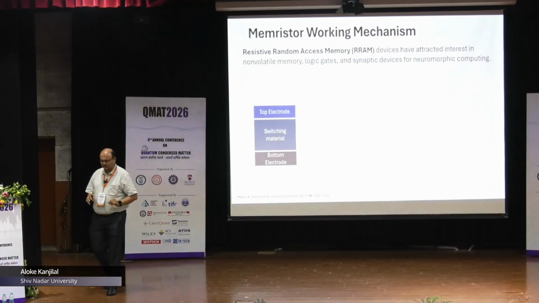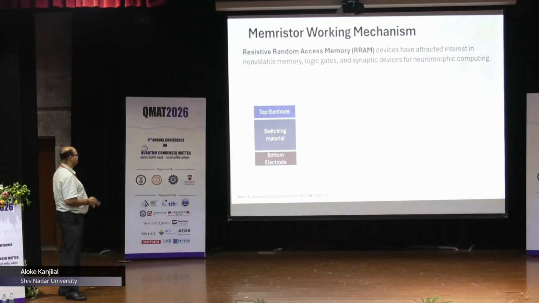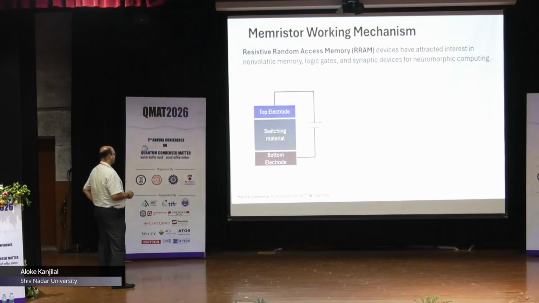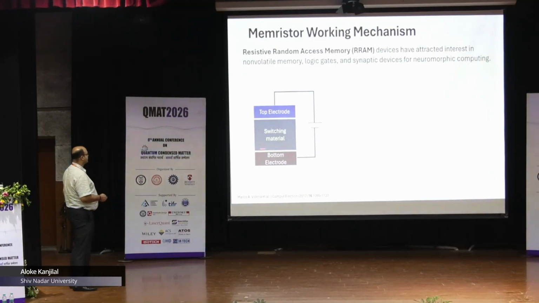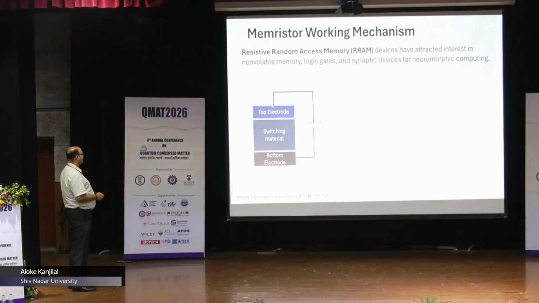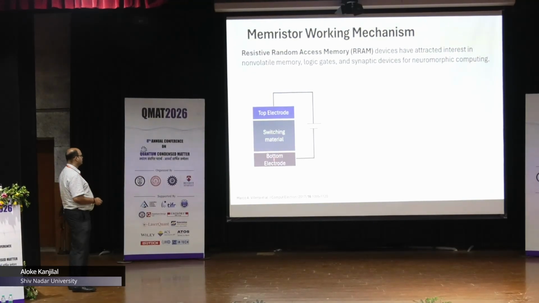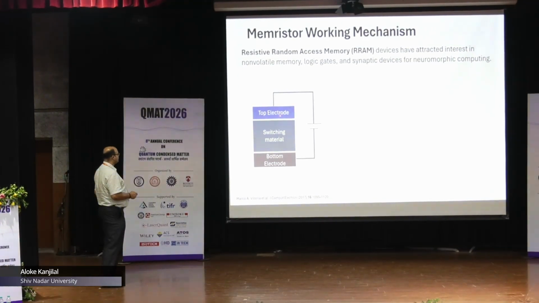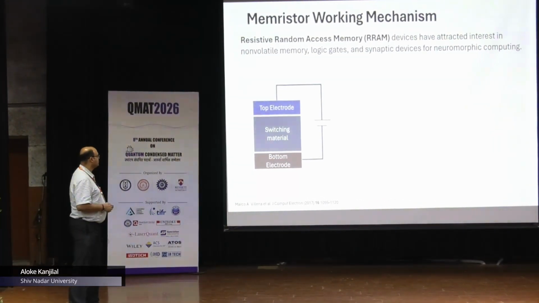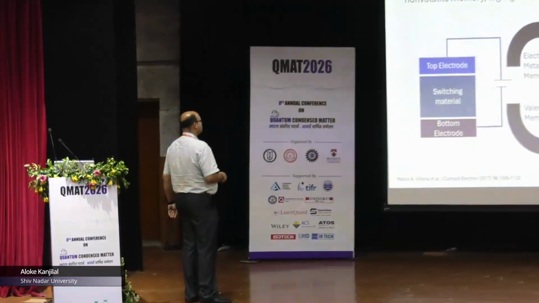Since the topic is not going in that direction, I am not going into those details. I will just briefly tell how it works. It is just like a capacitor, with a dielectric material inside. This is called the switching material, where the resistance changes, and we have two different electrodes, a top electrode and a bottom electrode. The interface and the material both play a very important role in controlling the resistive switching properties.